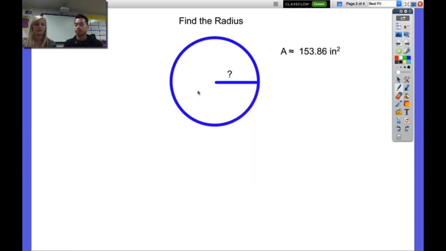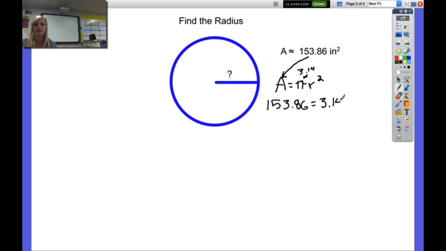Okay, our first example, we're finding the radius given the area of this circle. We're always going to start by writing the area formula for a circle. So area equals pi radius squared. We know what pi is, so we can keep that there. But just like in class, we're going to take this number and put it right there. Then I'm going to put 3.14 in for pi. So I now have 153.86 is equal to 3.14 times your radius squared.